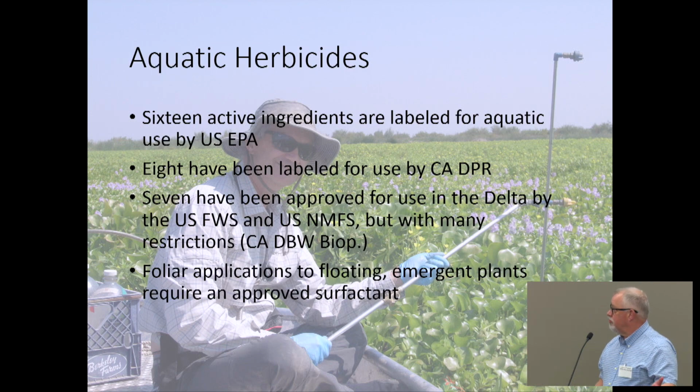7 have been approved for use in the Delta by the U.S. Fish and Wildlife Service and the U.S. National Marine Fisheries Service, but with many restrictions. And then lastly, for the foliar applications to floating and emergent plants, we require an approved surfactant to be added to that because aquatic herbicides do not include a surfactant, unlike many terrestrial herbicides.